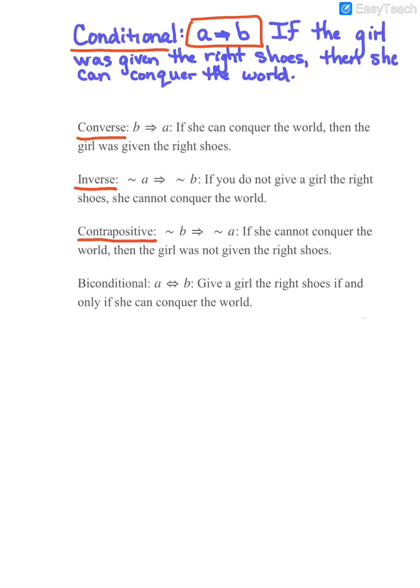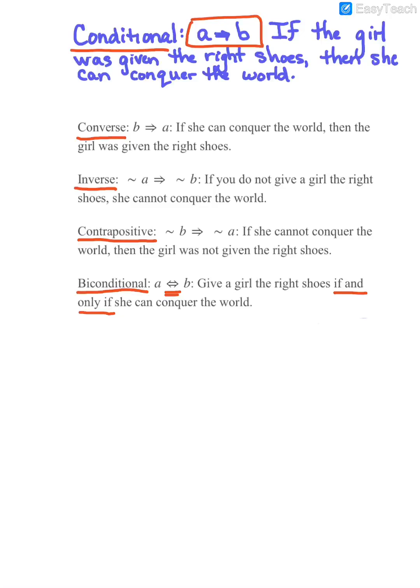And then finally, the biconditional, notice it becomes a double arrow instead of a single arrow, and what that means is you're going to see the phrase "if and only if" show up in between the two statements. So it would say something such as, give a girl the right shoes if and only if she can conquer the world.